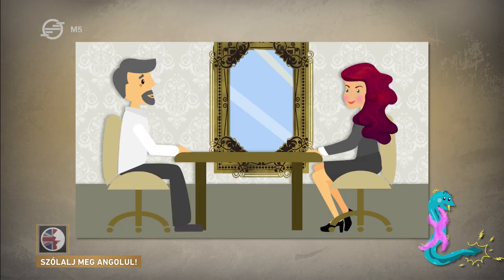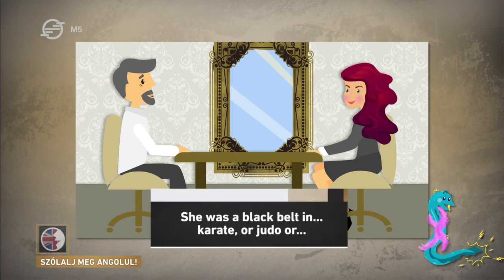So, when Loretta was in the job interview, that's what she said. She told Mr. Williams that she was a black belt in. She could also say that she's got a black belt in karate or judo or whatever. This is the correct way to tell people that you do martial arts. Tell them what belt you've got.